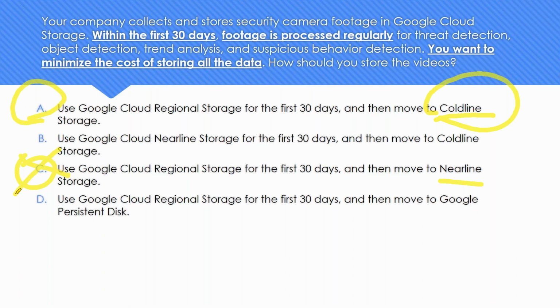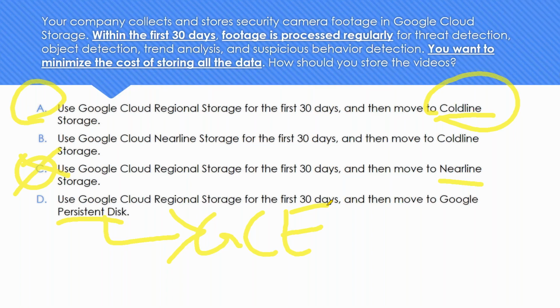Moving on to option D, an interesting one. Use regional storage bucket storage for 30 days and then move to persistent disk. Where did we hear persistent disk, folks? How can we access persistent disk? This is for our VMs, right? GCE. So only if you have a virtual machine, you can access your block storage, only with your VMs.